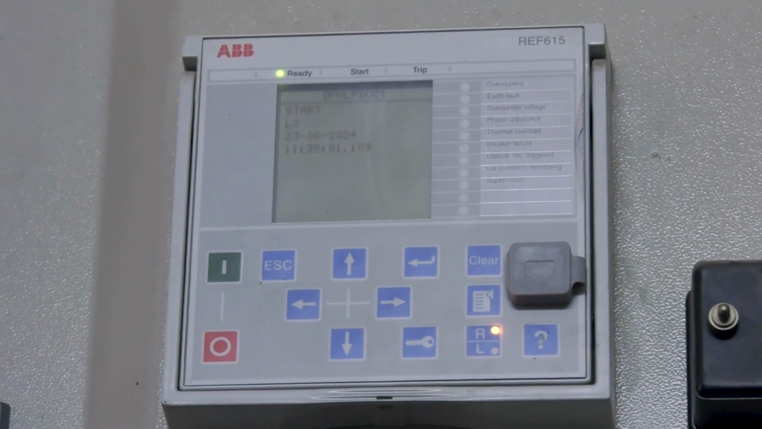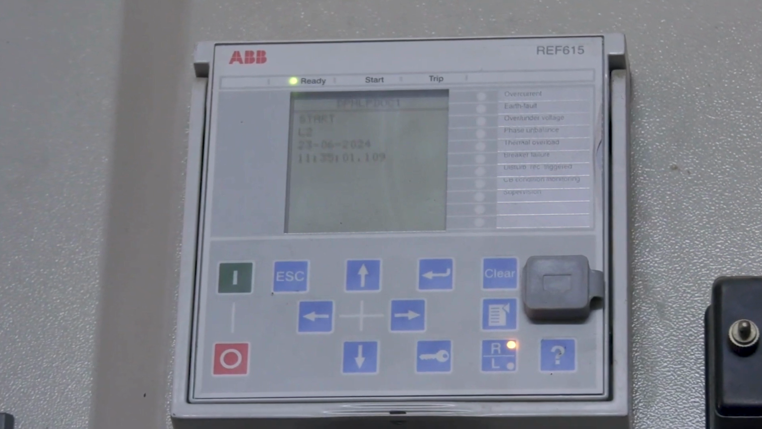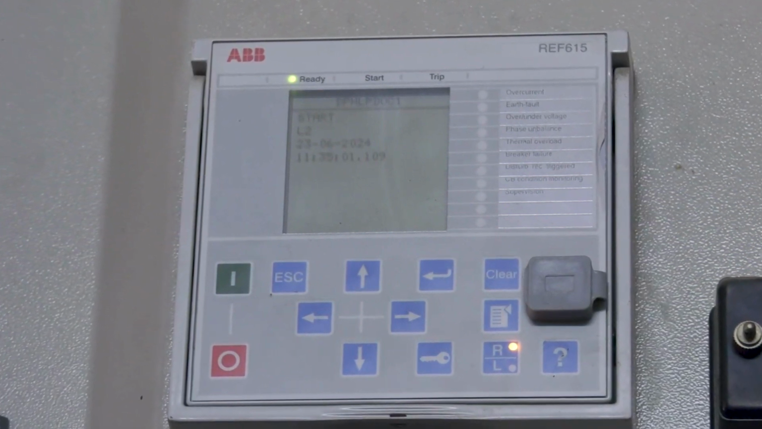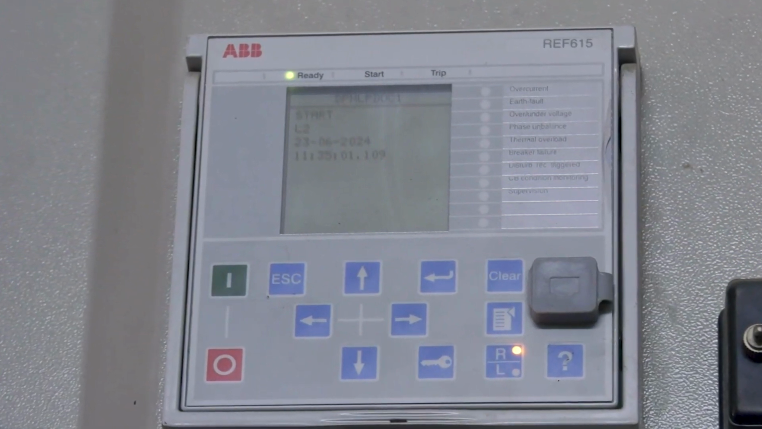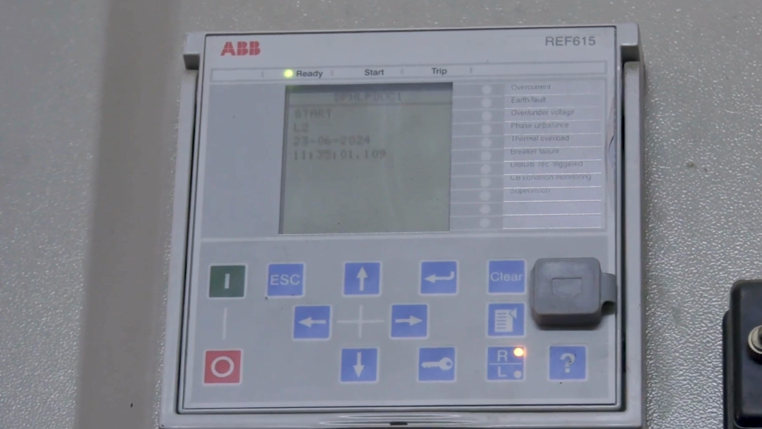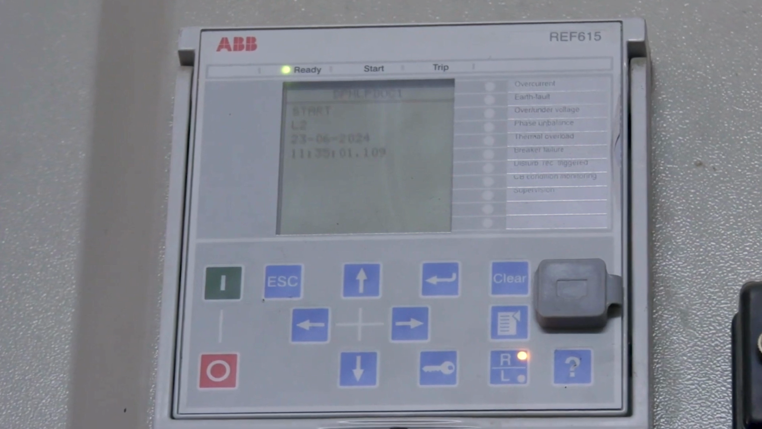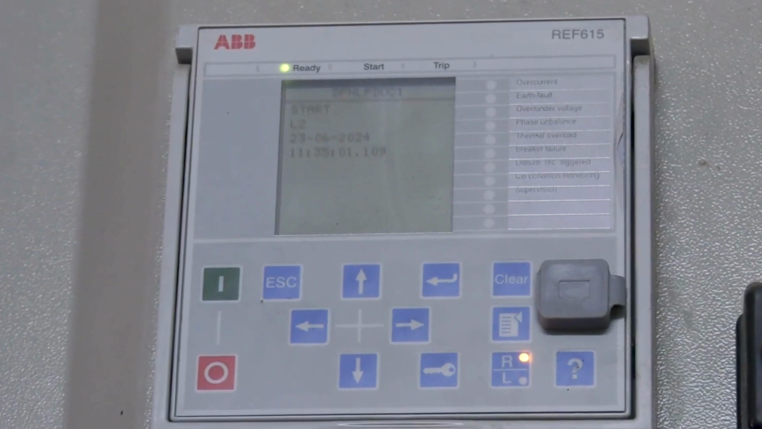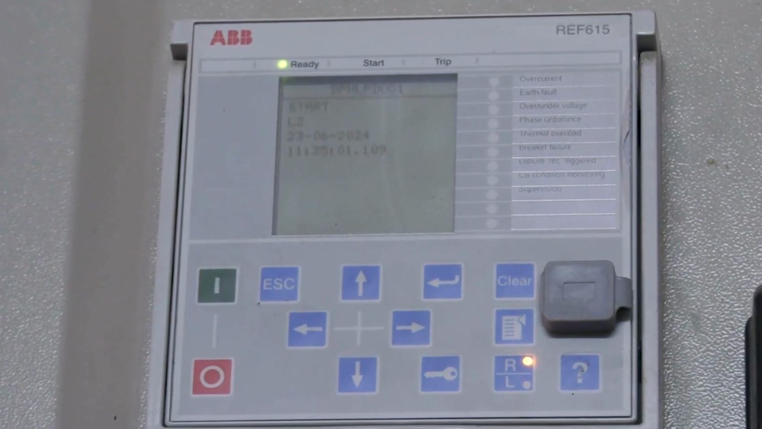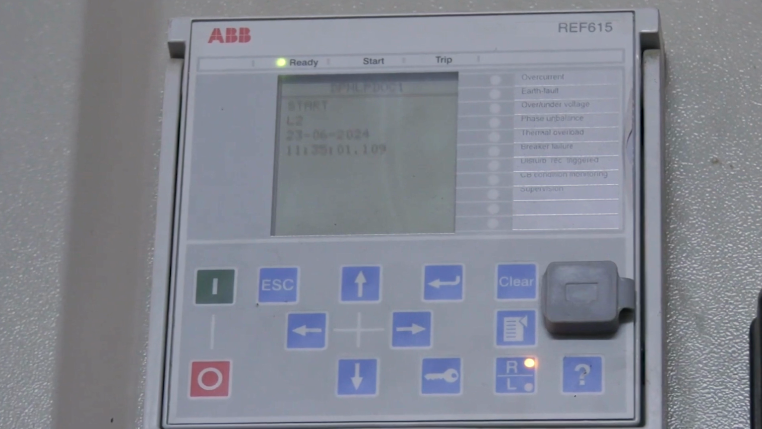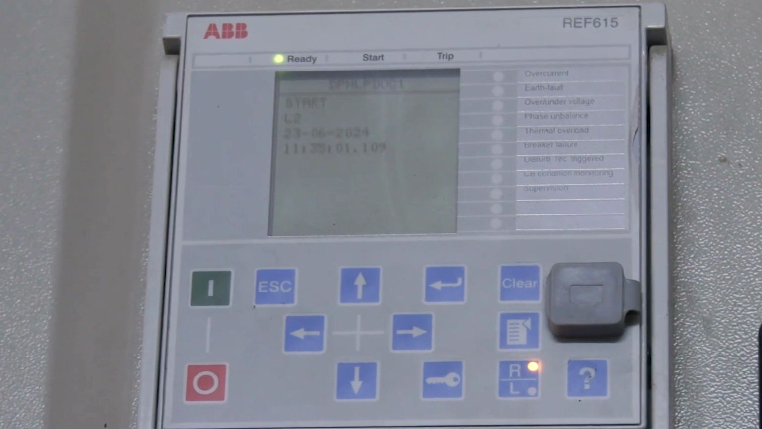The ABB REF 615 is a protection relay used for feeder protection in distribution networks, offering comprehensive protection, control, measurement and supervision. It features status indicators for readiness, start and trip conditions, and a display showing real-time operational status and date and time. This relay includes multiple protection functions such as overcurrent, earth fault and thermal overload protection, supporting advanced control and monitoring capabilities to ensure the safety and reliability of electrical systems.